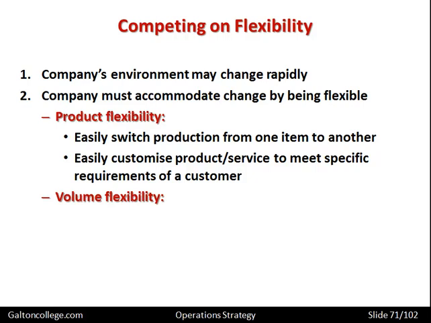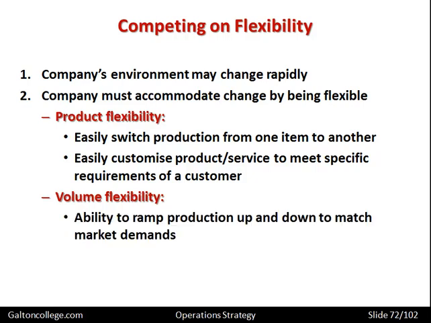There's also volume flexibility, the ability to ramp production up and down to match market demands. If the machines are set to run at one speed only, then that's the amount that's going to be produced. At the end of the run, if they've produced too much, they'll have to turn off the machines and wait for demand to pick up.